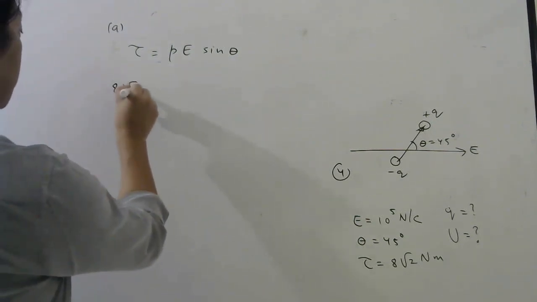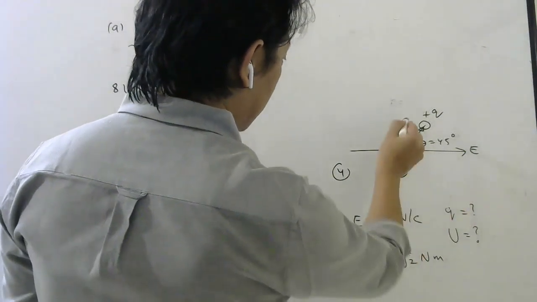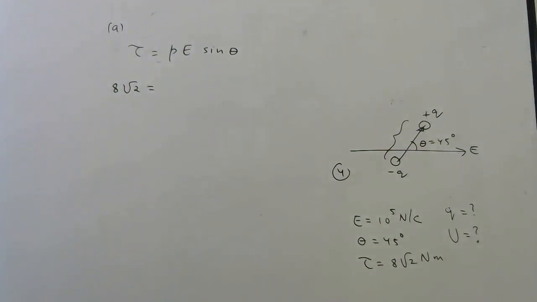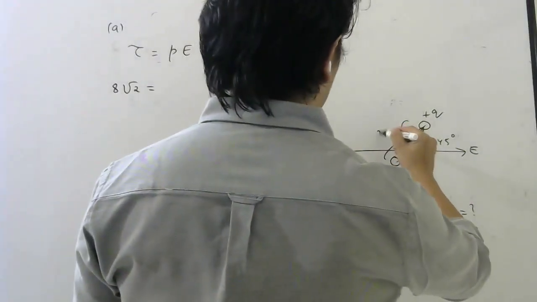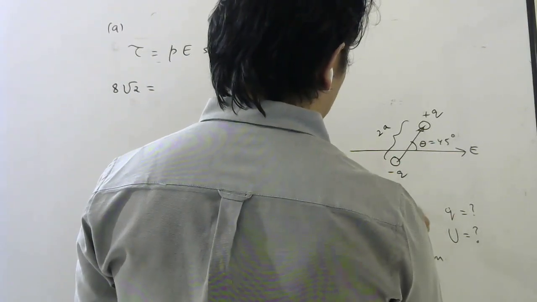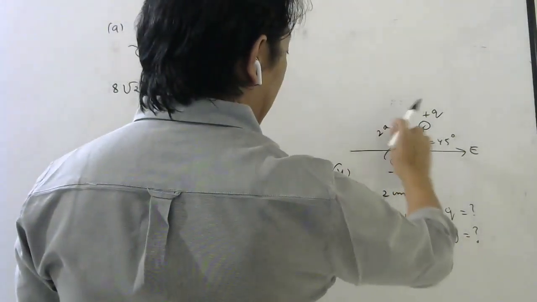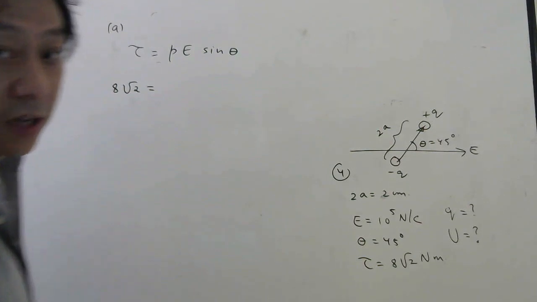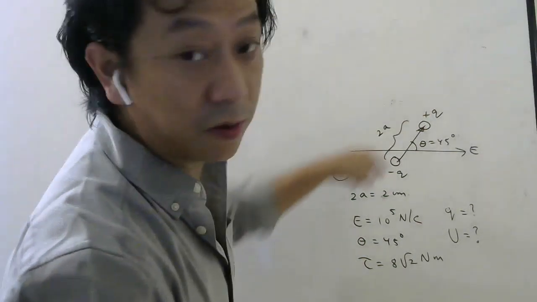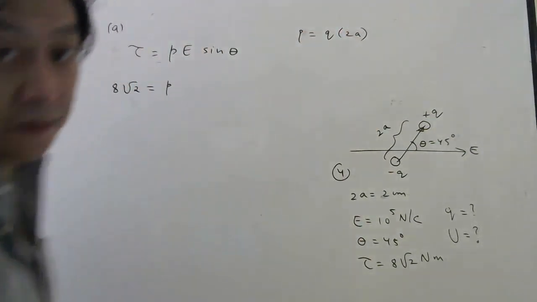8 root 2. P we don't know, because this distance was given, no? How much was the distance? 2 centimeter. Is it right? Yes, 2 centimeters. So distance between them, 2a, let us write. So this 2a is given as 2 centimeters. Okay, this length. If you write this L, then write L is 2 centimeter. Okay, don't worry about that. Now, what is the formula? P we don't know because charge we don't know. P formula is what? q into 2a, no? Distance between the two charges.